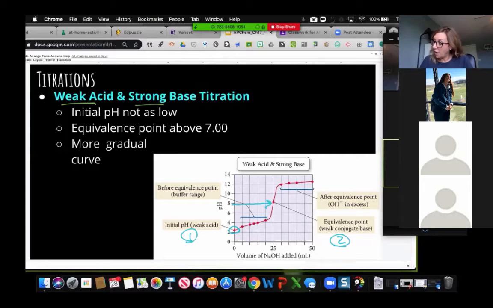And then the third thing is you'll look at the shape of the graph. Notice on this one, it's more of a gradual curve. So this is going to look more like the graph that you generated from your buffer. If this was strong, this would go straight across, straight up, and straight over. The difference here is that there's more of a gradual curve going up. And that is your characteristic shape for your weak acid, strong base.